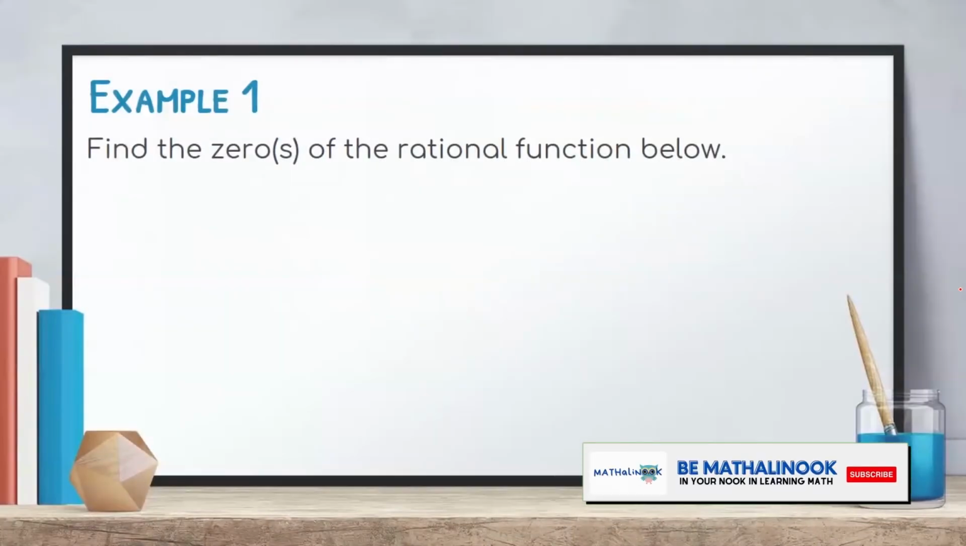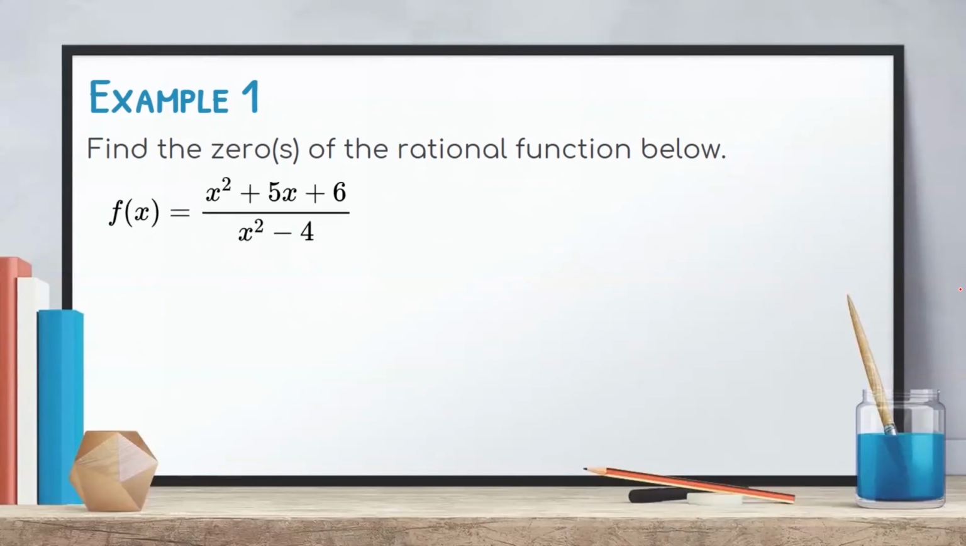Let us have an example. Find the zeros or zero of the rational function below. We have f of x equals x squared plus 5x plus 6 all over x squared minus 4. First, let us factor the numerator and the denominator. We will have x plus 2 times x plus 3 to be the factors of x squared plus 5x plus 6, and for the denominator, the factors of x squared minus 4 are x plus 2 times x minus 2.